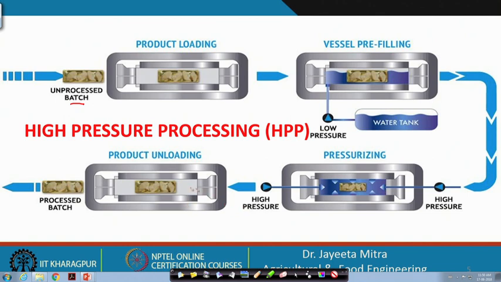and the product has been taken out. The high pressure processed batch has been taken out. So, mostly HPP is performed in a batch process or in a semi continuous process also, but fully continuous high pressure processing has not been used, and moreover it has not been used in food as well. So, this is how it works.